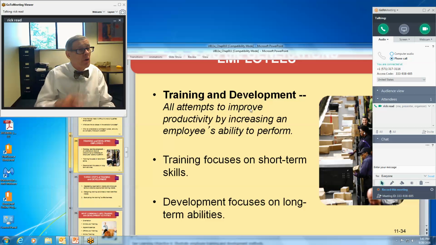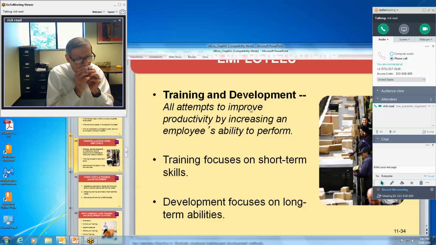So training is showing somebody how to do something, focusing on attaining short-term skills, whereas development is long-term because you're working with somebody to develop them to be a better employee.